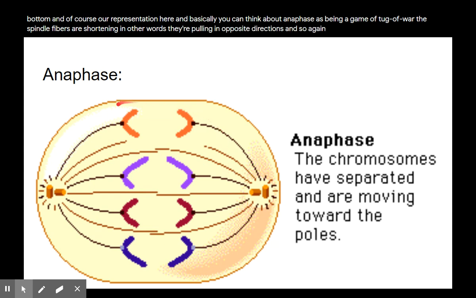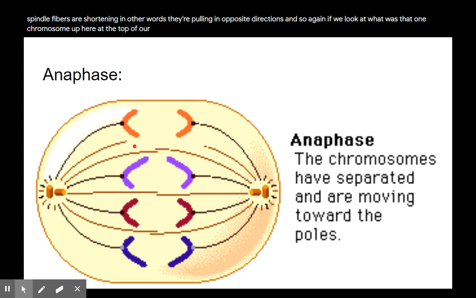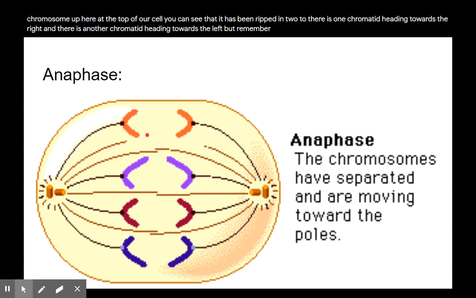And so again, if we look at what was that one chromosome up here at the top of our cell, you can see that it has been ripped in two. There is one chromatid heading towards the right, and there is another chromatid heading towards the left. But remember, they are exact replicas of each other.